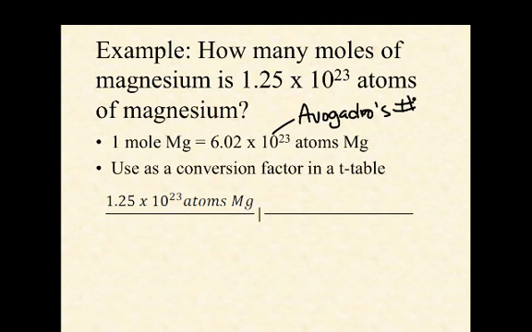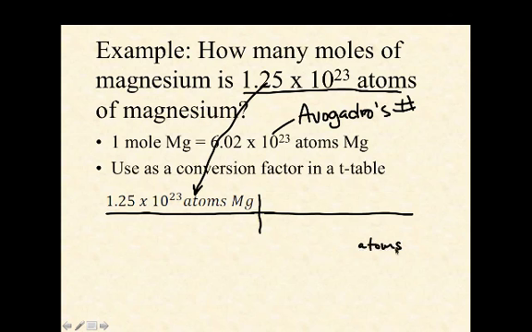Then we're going to use this conversion factor in a t-table. So I start with what I'm given, right? Just like any other t-table. Start with the amount that you're given, that goes on your starting line. Then we're going to set up our t-table with this at our starting place. So what do we need to do? We've got to put atoms down on the bottom because crisscross cancels, right? How many atoms are in 1 mole? We're going to put Avogadro's number there, 6.02 times 10 to the 23 atoms of magnesium, and then that's equal to 1 mole, so we put 1 mole at the top. So that's how we use this in a conversion factor.